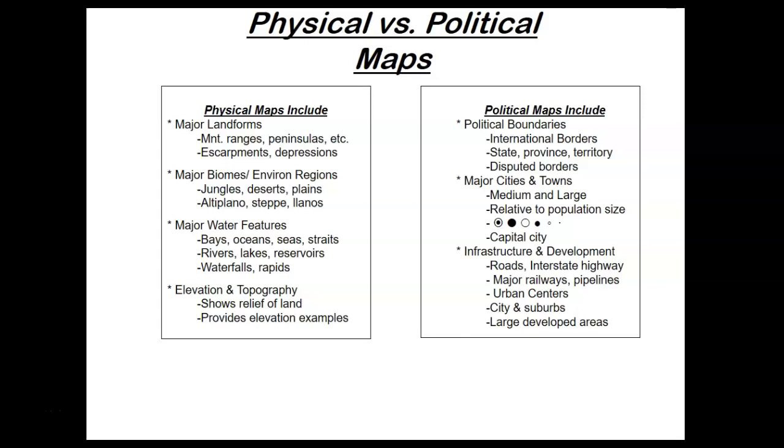Now, political maps. You're not making one of these. Political maps include political boundaries, major cities and towns, where there are roads and suburbs and railways, and the outline of where there's states. And you are not going to include this political information, although we would like it in your notes of what is included in a political map.